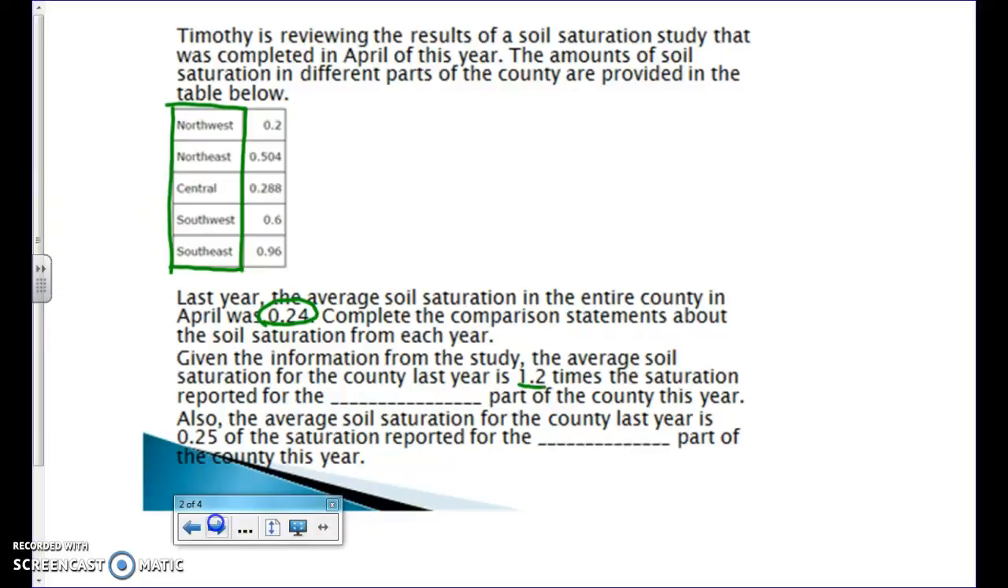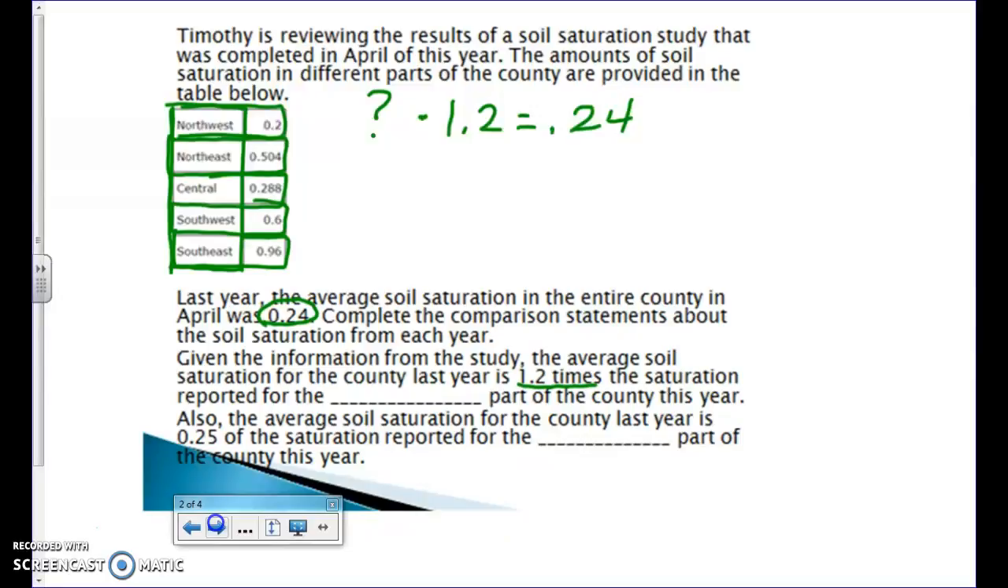So here's what we're going to have to do. Again, it says the average soil saturation for the county last year is 1.2 times the saturation reported for the blank part of the county this year. So we're thinking something times 1.2 should equal 0.24. Okay, and we need to figure out whether that's the northwest, 0.2, the northeast, 0.504, the central, the southwest, or the southeast. Okay, so which one of those saturation numbers multiplied by 1.2 would equal 0.24?